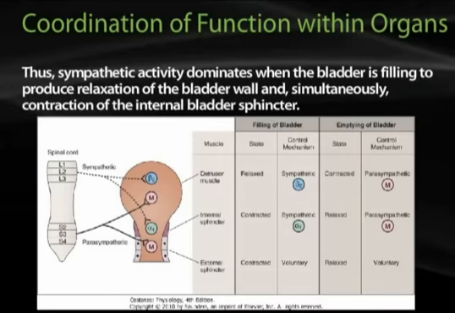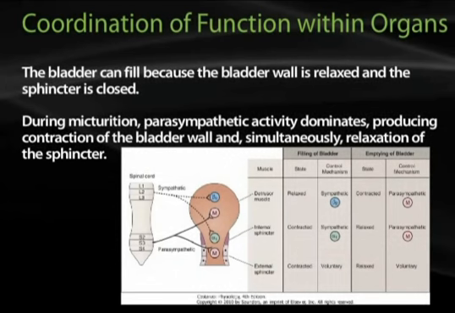Thus, sympathetic activity dominates when the bladder is filling to produce relaxation of the bladder wall and simultaneously contraction of the internal bladder sphincter. The bladder can fill because the bladder wall is relaxed and the sphincter is closed. During micturition, parasympathetic activity dominates, producing contraction of the bladder wall and simultaneously relaxation of the sphincter.